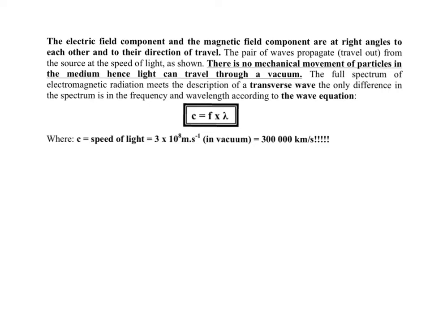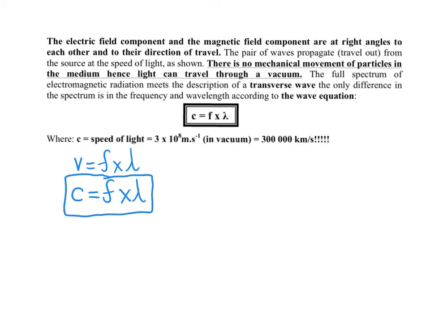Now, using the velocity formula of v equals frequency times lambda, as we referred to at the beginning of this video, and taking into consideration that electromagnetic radiation travels at the speed of light, and the symbol for the speed of light is c, we now can rewrite this as c equals frequency times lambda. But I want to emphasize we only use this form when we are dealing with electromagnetic radiation.